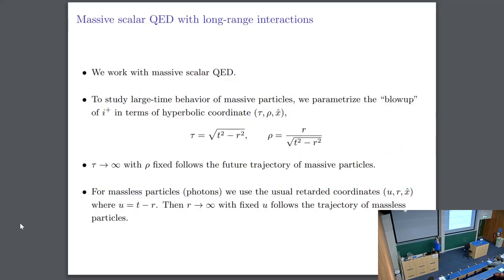Okay, so to answer this question, we will work with massive scalar QED. Since we have massive charges and massless photons, we use two coordinate systems. One for timelike infinity, where all the massive charges go to at infinity. These hyperbolic coordinates are designed such that at infinite tau, the asymptotic momentum of the charged particles fixes a point rho and z, z bar that the particles end up at. For the massless particles near scri, we employ the usual retarded coordinates u, r, z, z bar, where u is the retarded time. And this works such that as r goes to infinity, the trajectory of the massless particles ends up at a point on the scri. So this is the setup.